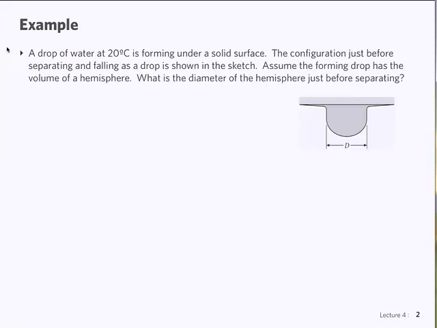A drop of water at 20 degrees Celsius. Just take notes of the basic numbers. You don't have to write the whole thing down because I will post it on a PDF file on Blackboard for you. But take just the basic numbers that you need. Drop of water at 20 degrees Celsius is forming under a solid surface. The configuration just before separating and falling as a drop is shown in the sketch. Assume the forming drop has the volume of a hemisphere. That's the shape of the drop. What is the diameter of the hemisphere just before separating?